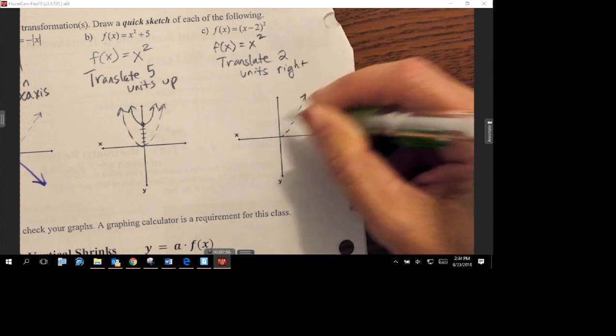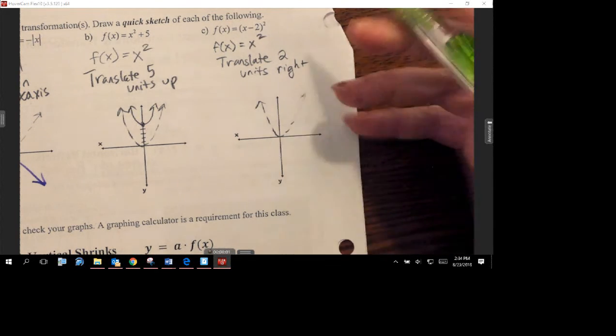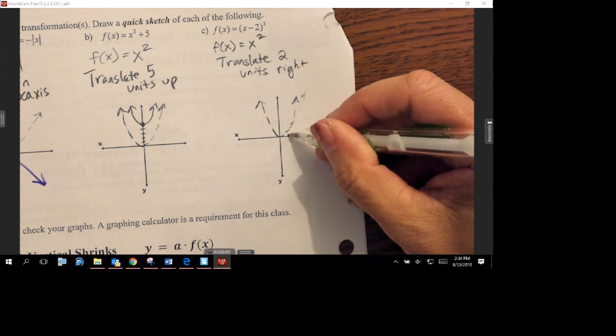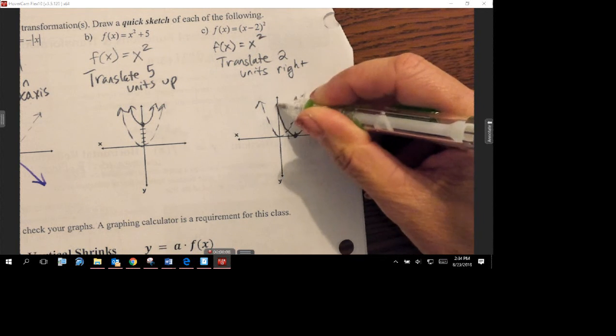We've got our U shape. That wasn't a very good U. And then we go 2 units to the right and draw the solid one.